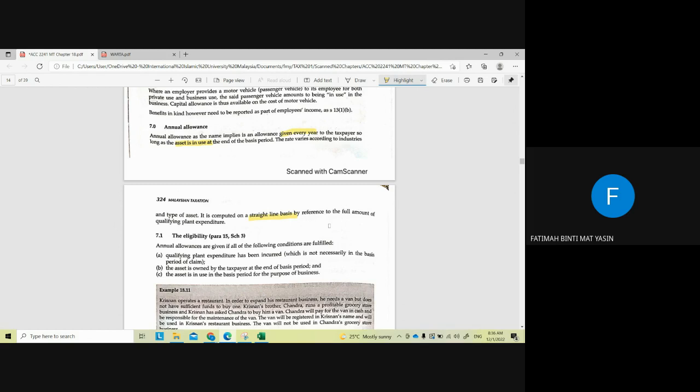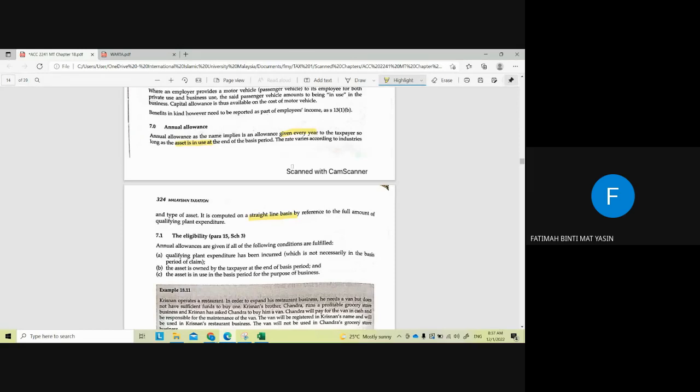So for this one, annual allowance means that the company can claim that annual allowance every year up to the amount of the QPE. This one is straight line basis, which means that you must look at the rate for that asset. For example, if you acquire heavy machinery, the annual allowance is 20%. If, let's say, you acquire office equipment, if I'm not mistaken, it is 10% annual allowance. And if you purchase a motor vehicle, it is 20%.